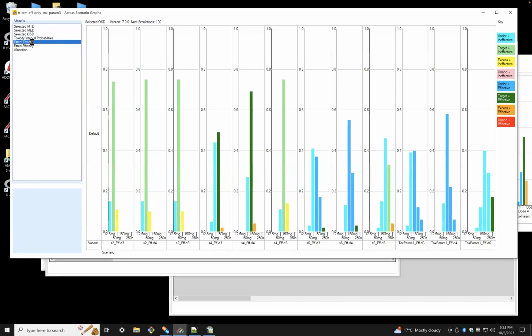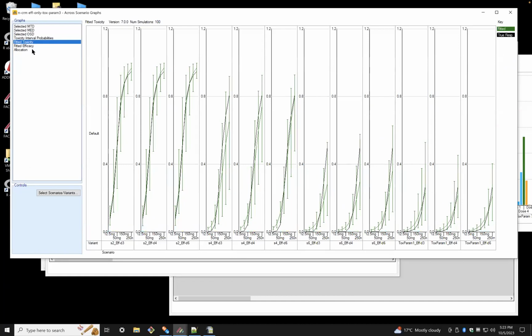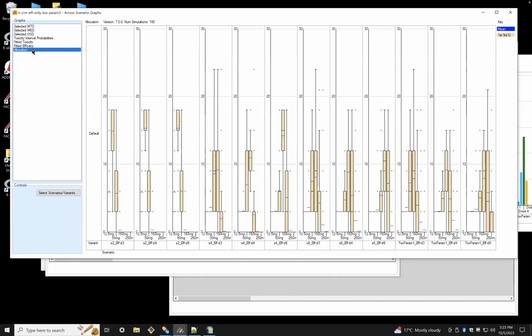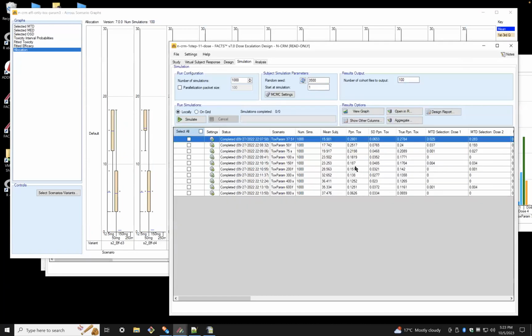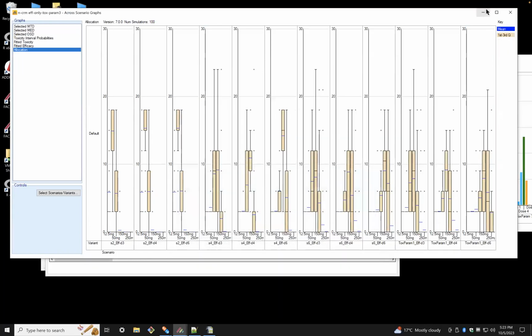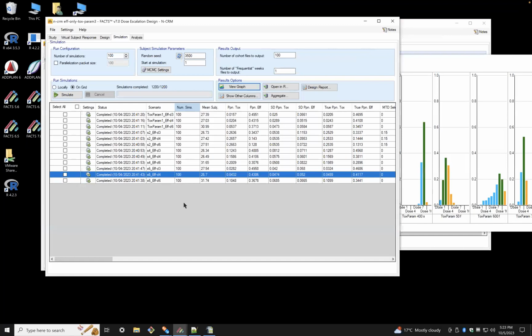We can check on how well we're fitting the toxicity and efficacy, and we can look at the allocation. That's a little hard to read. We can also look at some allocation histories. So here, for instance, efficacy is at dose 4, toxicity is at dose 6.